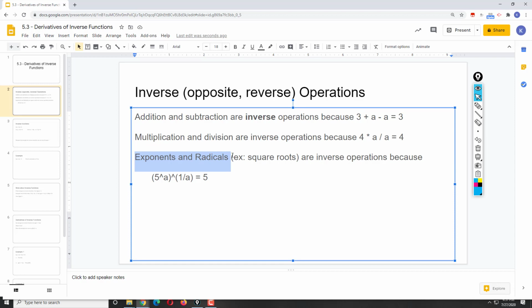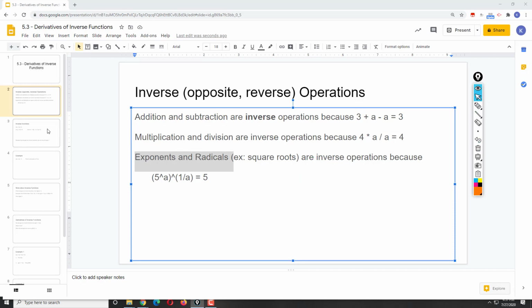Exponents and radicals, like square roots, are also inverse. So for example, 2 to the third power, and then we take the third root, it gives us back 2. So the exponent, the third power, and the root, the radical, are inverse operations. What I wrote here just means that 5 to a power, you take the 8th root of that, gives us back 5. So that's what inverse operations are.